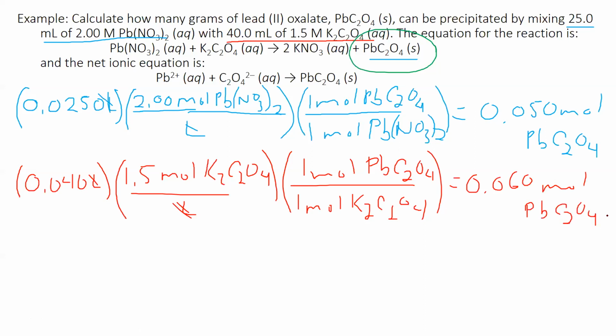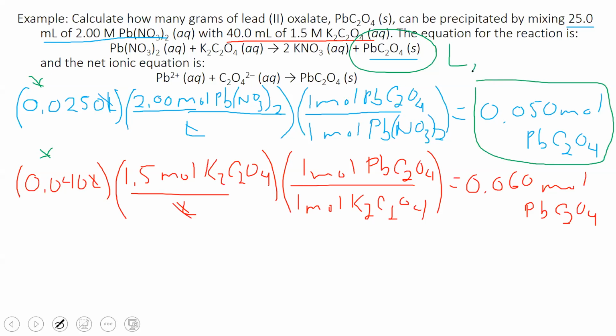So if we started with the lead nitrate, we made 0.050 moles of lead oxalate. If we started with the potassium oxalate, we made 0.060. So our limiting reactant produces the smaller amount. The limiting reactant, which I'm going to abbreviate LR, is lead nitrate.